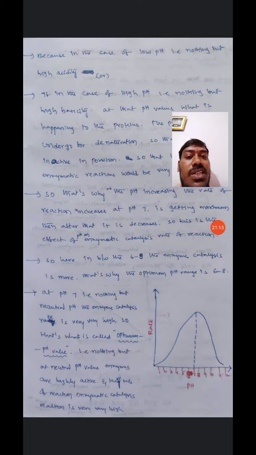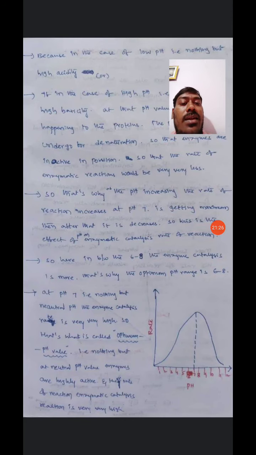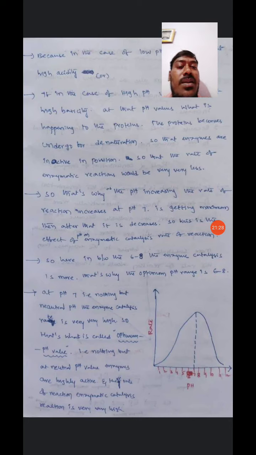If the pH is low, that is nothing but high acidity. If the pH is high, that is nothing but high basicity. So at those pH values, what is happening to the proteins? The proteins undergo denaturation, so that the enzymes are inactive.